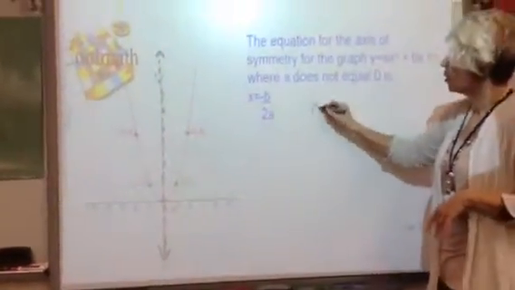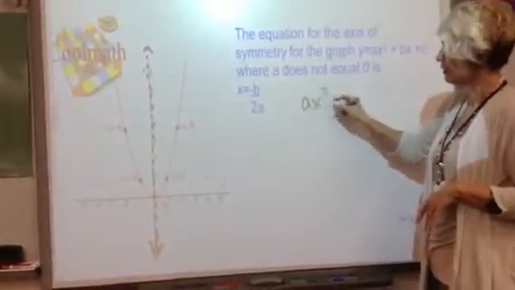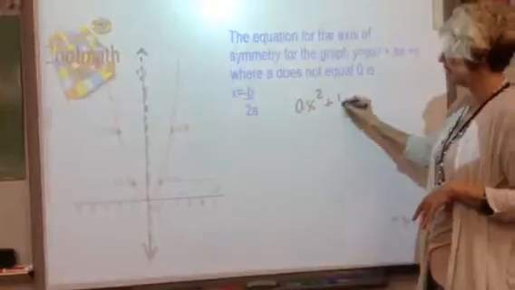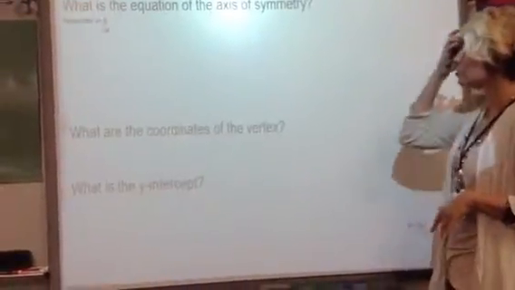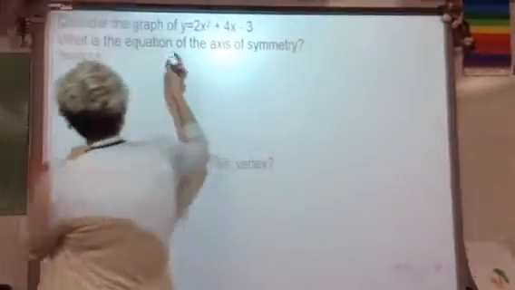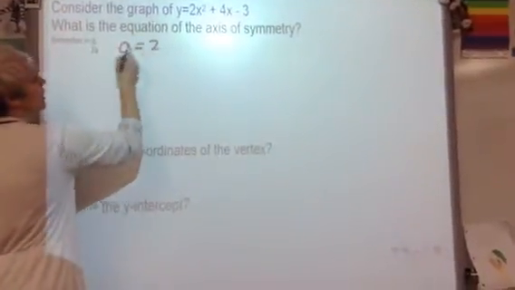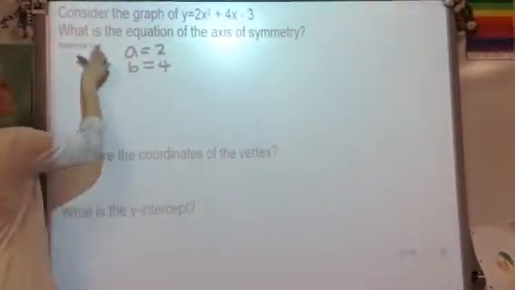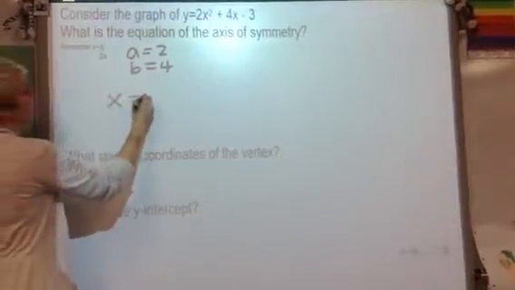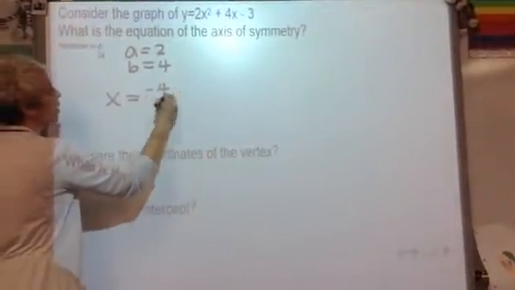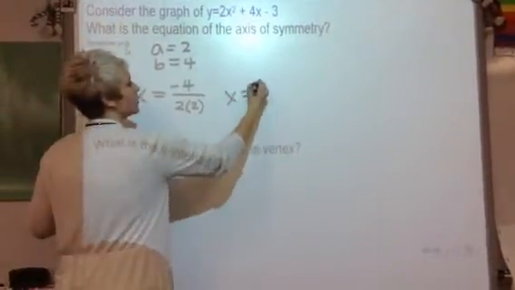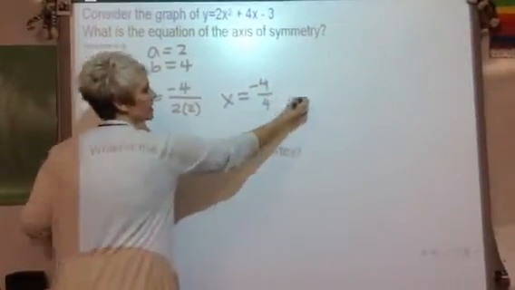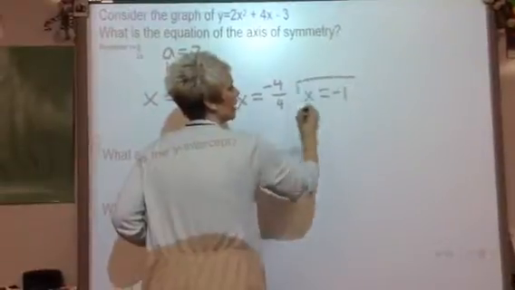Now remember, we have a, which is in front of your x squared, and we have b, which is in front of your power of 1. So let's use the axis of symmetry. A here is 2, b here is 4. So if I plug those values in, x is equal to negative b over 2a. Let's simplify. x is equal to negative 4 over 4. Let's simplify. x is equal to negative 1.